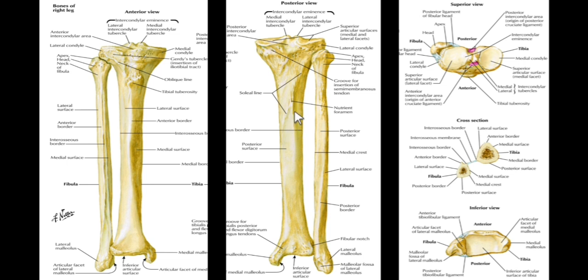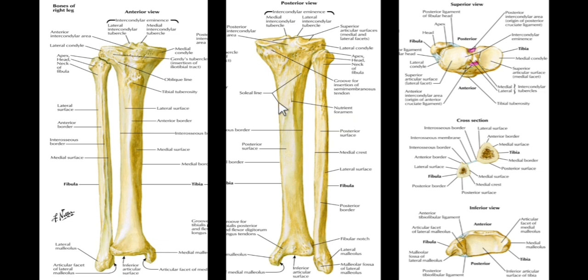It is widest in the upper part and is crossed obliquely by a rough ridge called the soleal line. You can see the nutrient foramen on the upper one-third of the posterior surface of the shaft of the tibia. It is the widest and largest foramen and it is supplied by the posterior tibial artery. It is the biggest nutrient artery of the body.